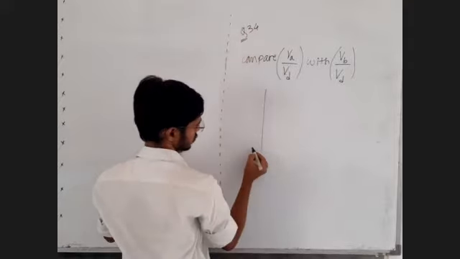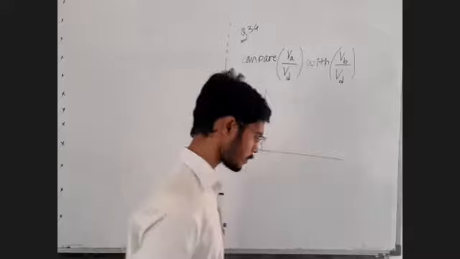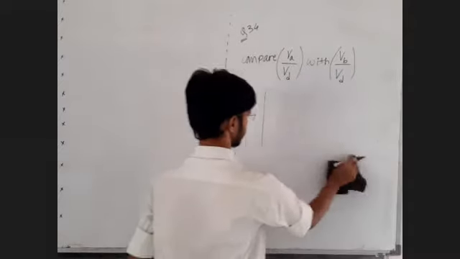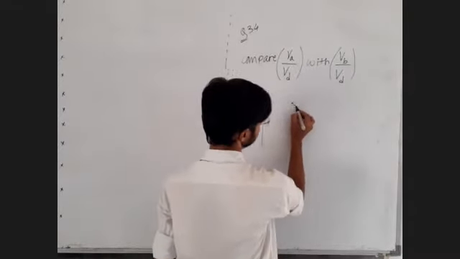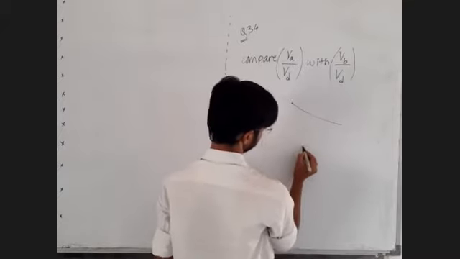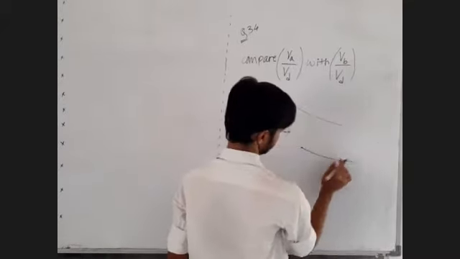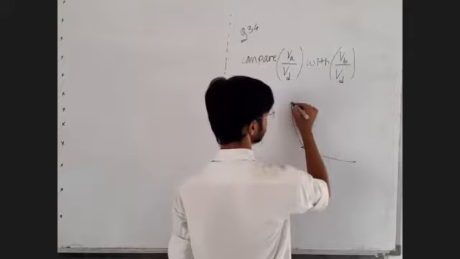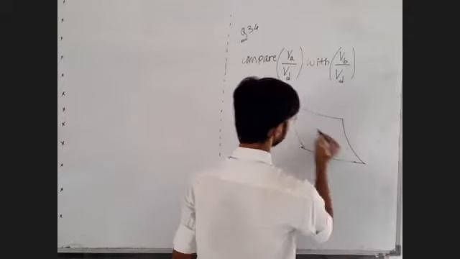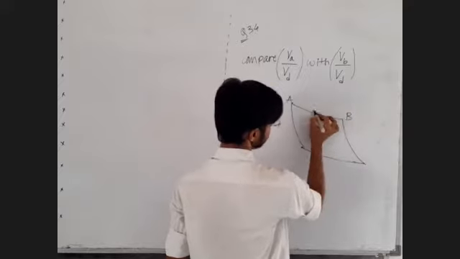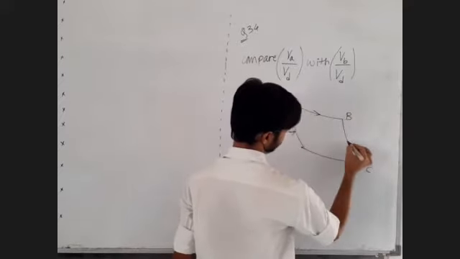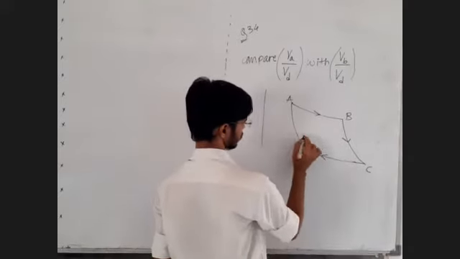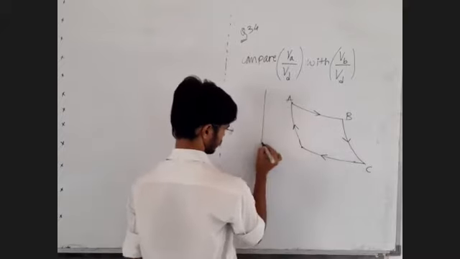Fine. See what is the question given. Let's see how to tackle such kind of questions. There are two isotherms. These are the two adiabatic curves. A to B is isothermal process. B to C is adiabatic process. C to D is again isothermal, and D to A is adiabatic process.